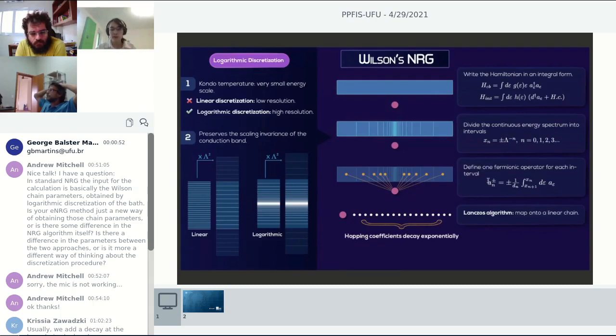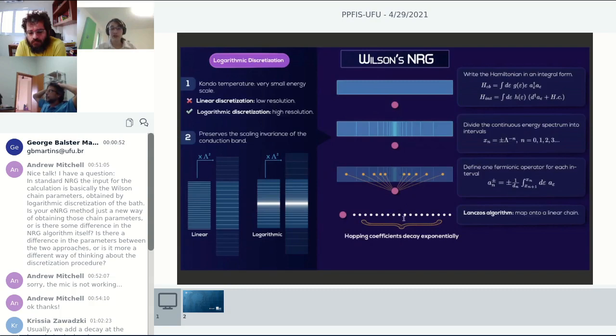Then we define one fermionic operator for each interval via this equation, and we can change the basis of these integral Hamiltonians to this new basis of fermionic operators. And the resulting Hamiltonian will be an impurity coupled to all these new operators that I just defined. But I would like the impurity to be coupled to only one operator. And I can get that if I do a Lanczos transformation. So by doing a Lanczos transformation, I get this tridiagonal chain. But this chain has one important characteristic. Its hopping coefficients are decaying exponentially.